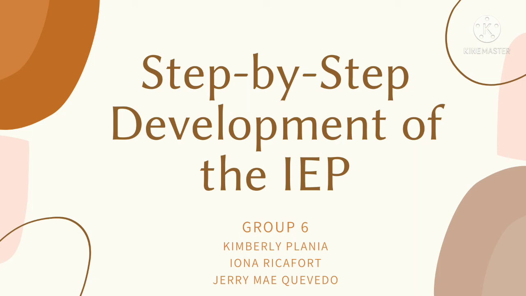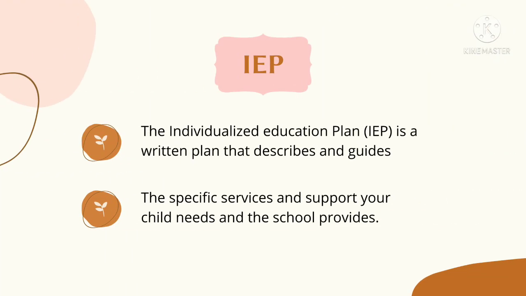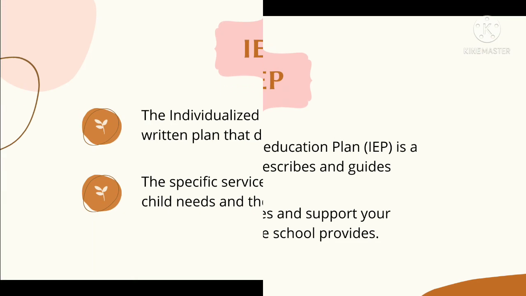But before we head on to the first step, what is an IEP? The Individualized Education Plan is a written plan that describes and guides the specific services and support your child needs and the school provides. So, what exactly is in an IEP?